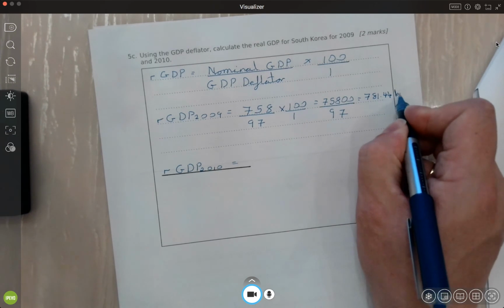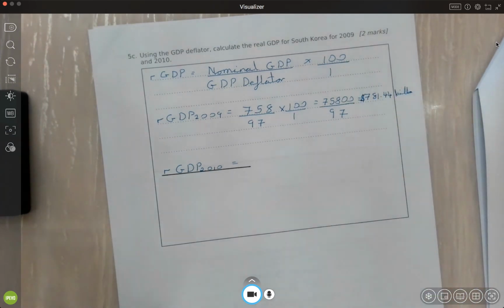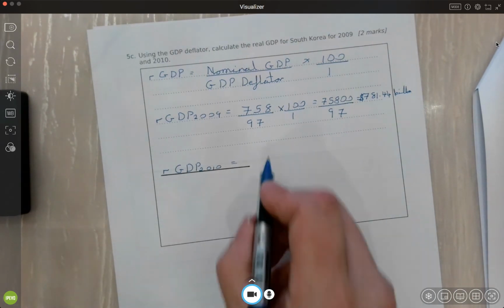781.44 billion. Sneak this in here. And again, am I done? No, I'm not. The old currency symbol there. Okay, now the next one is for 2010.